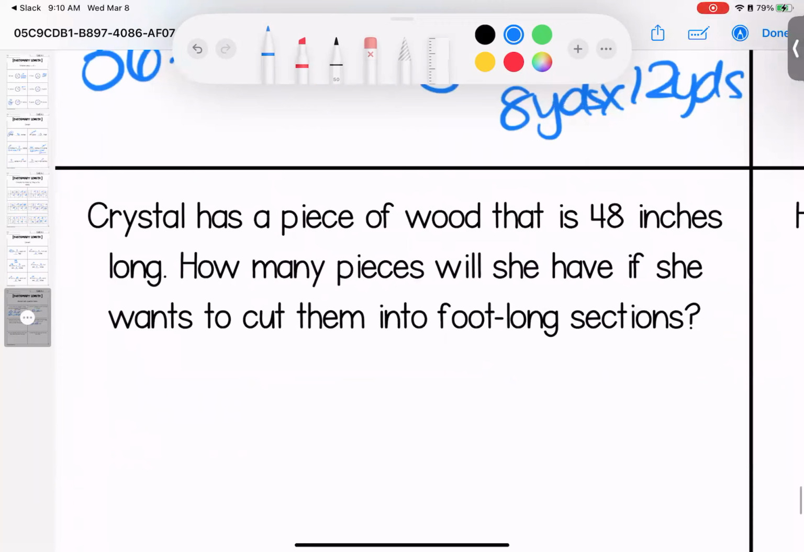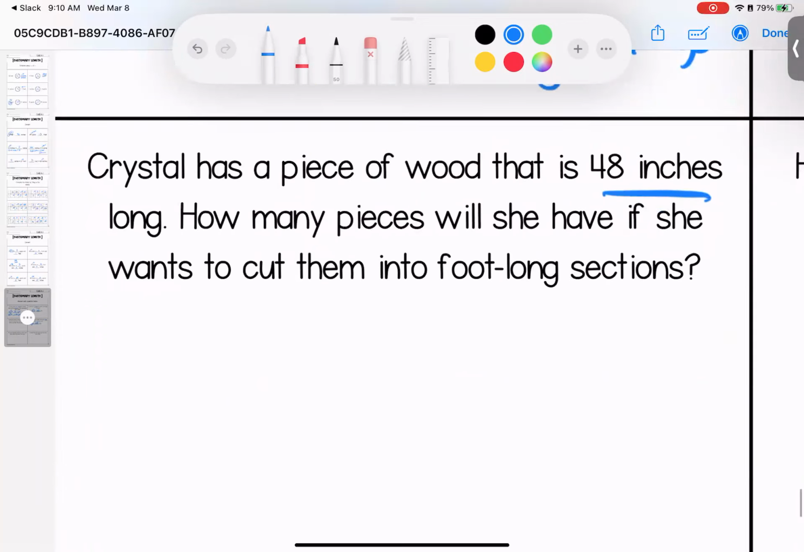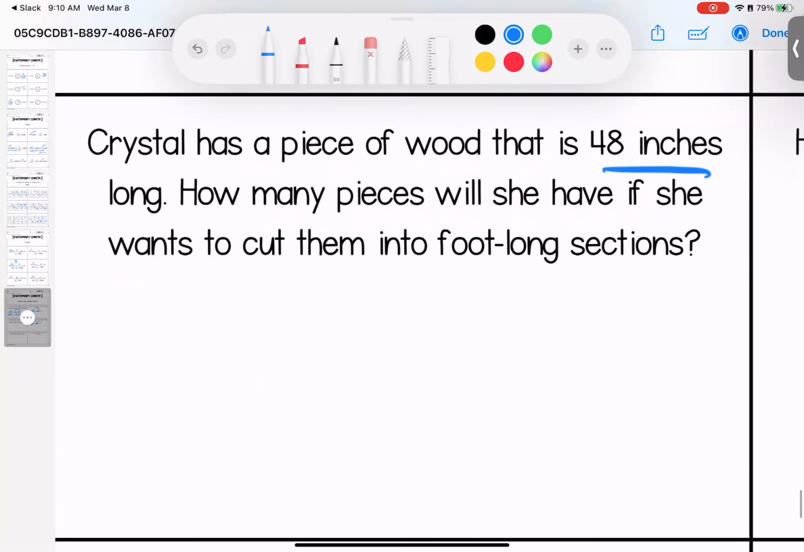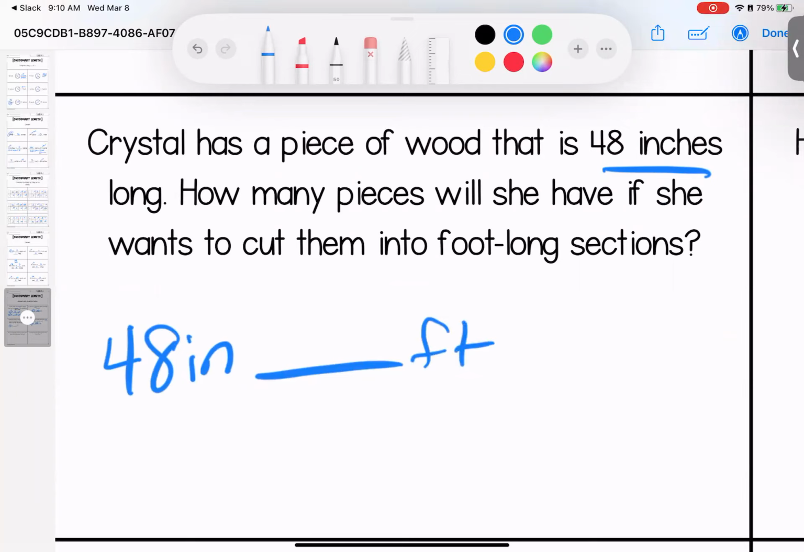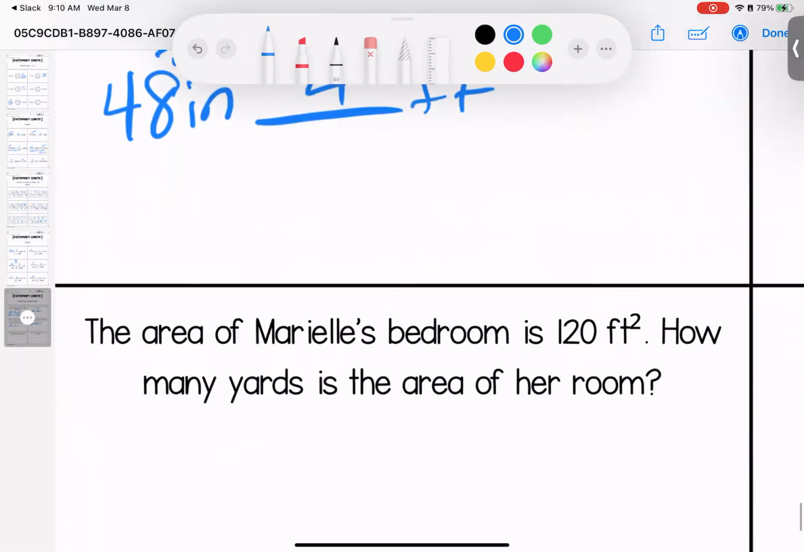Crystal has a piece of wood that is 48 inches long. How many pieces will she have if she wants to cut them into foot-long sections? So 48 inches into feet. There are 12 inches in a foot. When I divide, she'll get 4 feet or 4 pieces. That would be a foot long.